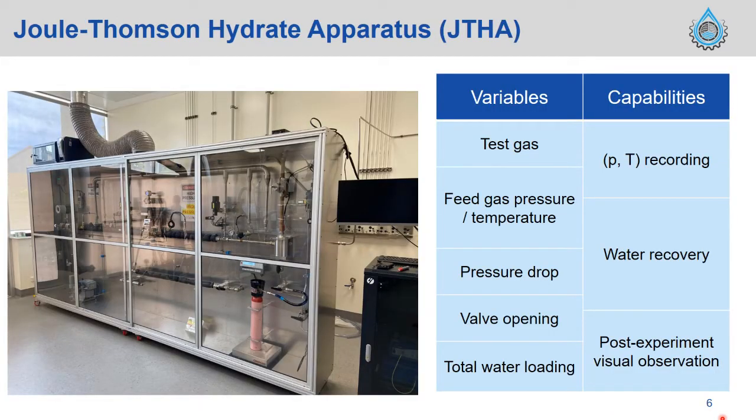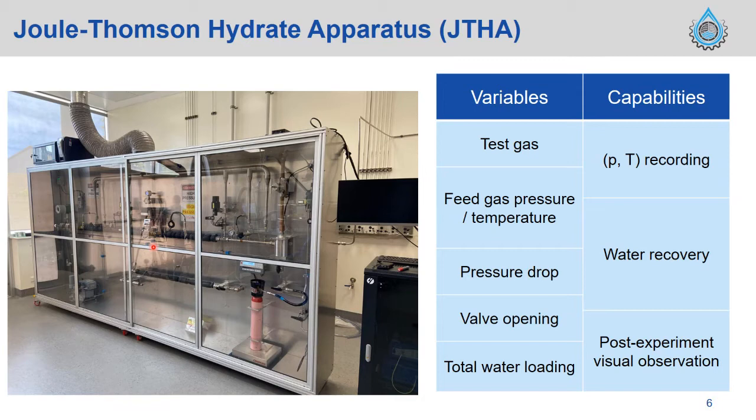This is our actual setup, the JT hydrate apparatus. We can test different gases, and we can have very rigorous control of the feed gas pressure and temperature, and also inject water. We can change the pressure drop using a pressure regulator and the back pressure regulator. The expansion valve is directly connected to the PC, so we can control the valve opening with the LabVIEW loop. We can also inject different rates of water, changing the initial water loading and the injection rate of the water.